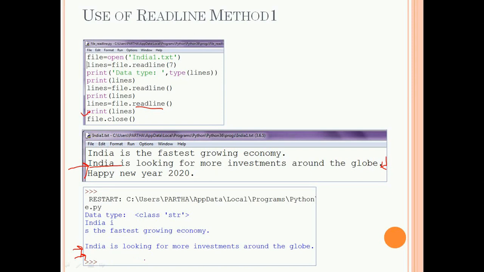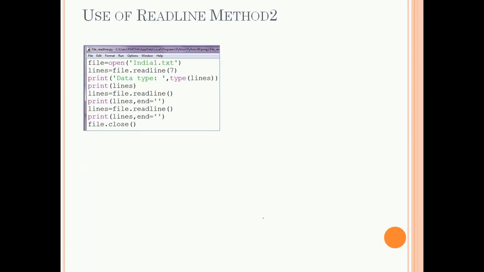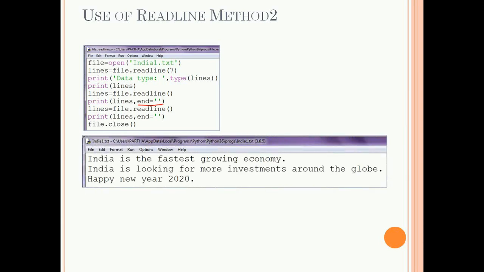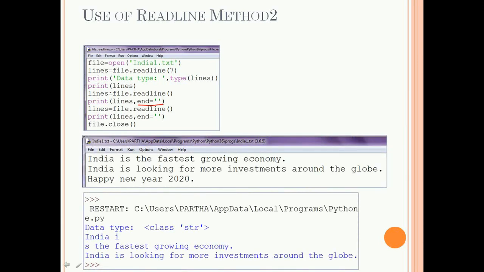We can eliminate this problem of adding blank lines using the attribute end of the print function. For example, in this program everything is same, and I just added this end equal to single quotes, and this is the output. So what is happening? In the second line we are fetching India space I, and the cursor will point to S. And in the third line we are printing the data type of the variable lines. Data type is string.